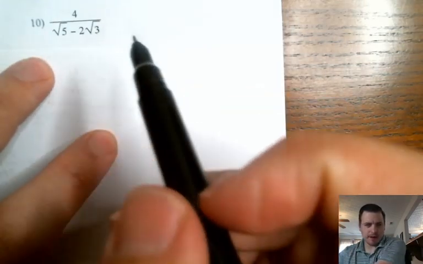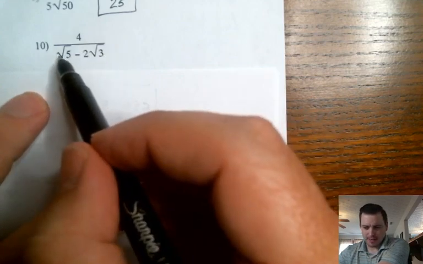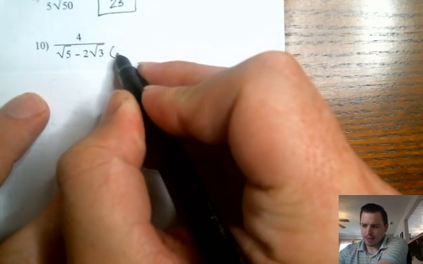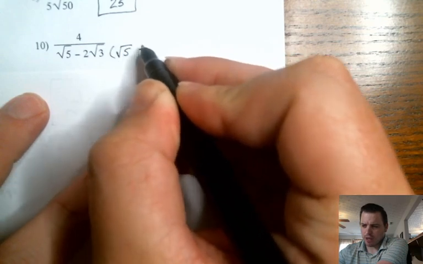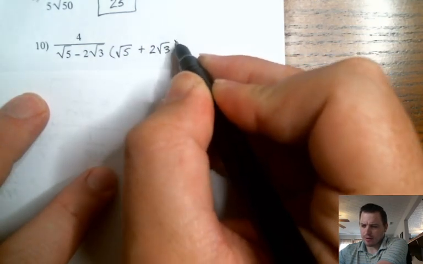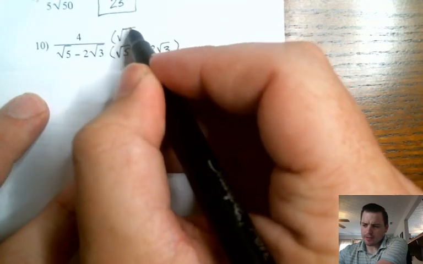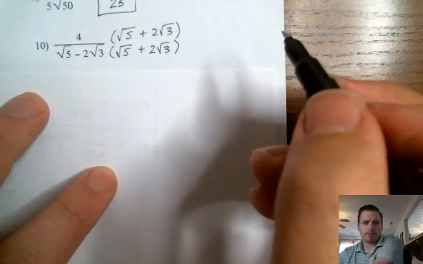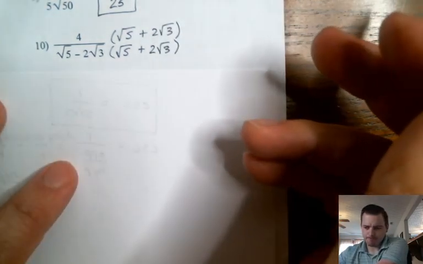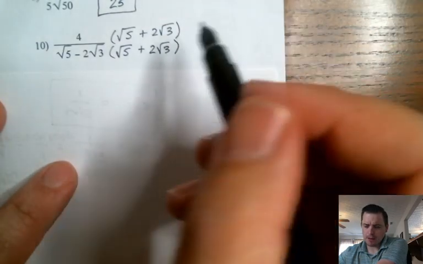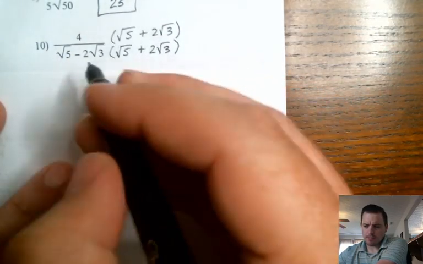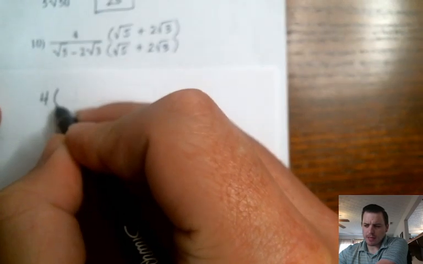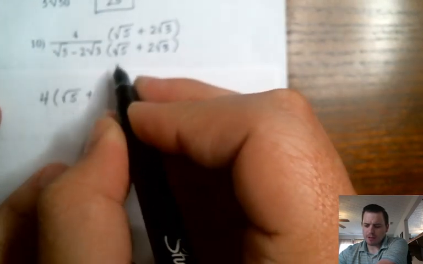So number 10, my first step here, guys, is I got to get these radicals out of the denominator. Okay, got to get them out. So what I have to do is multiply this bottom by radical 5 plus 2 radical 3. And then I got to do the same thing to the top. Okay. So let's do the top real quick. 4 times radical 5 plus 2 radical 3.